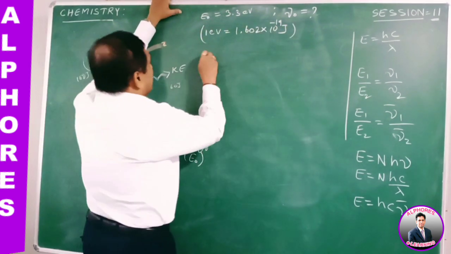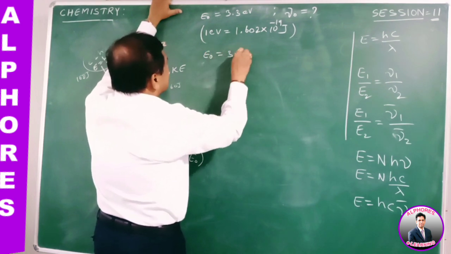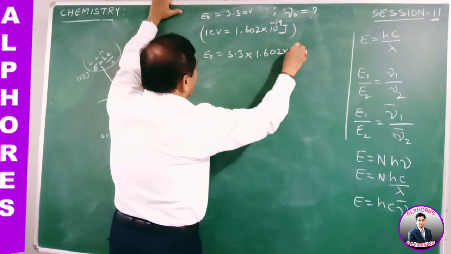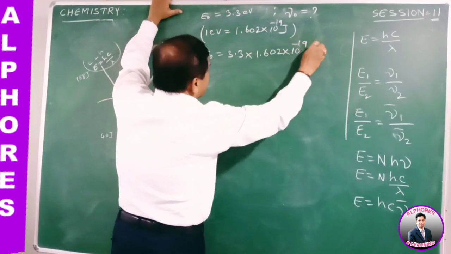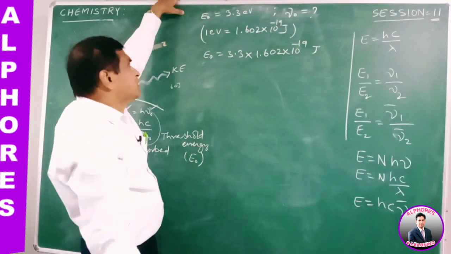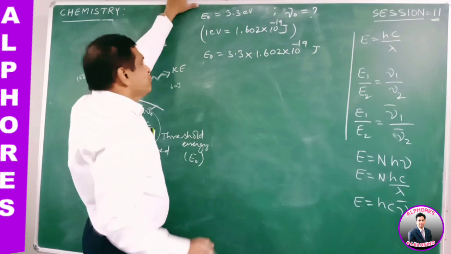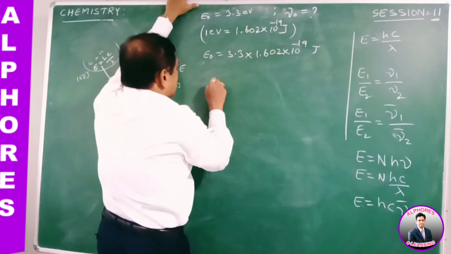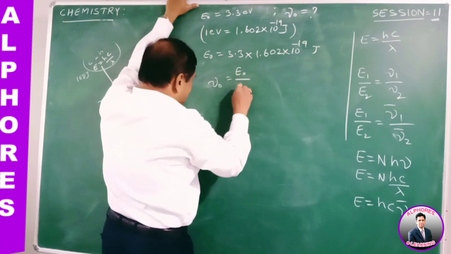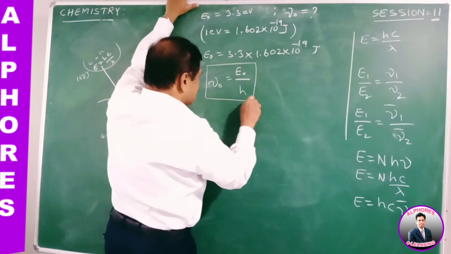So therefore E naught is equal to 3.3 into 1.602 into 10 to the power minus 19 joules. Now it is converted into joules, it is in the form of joules now. Now what do we have to take? For nu naught, nu naught is equal to E naught by h. We know this, so substituting this.